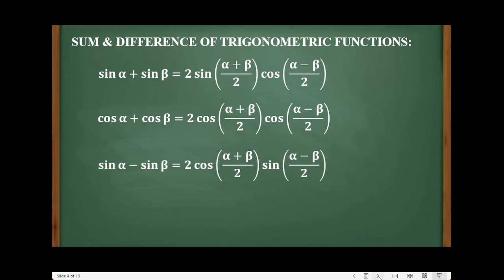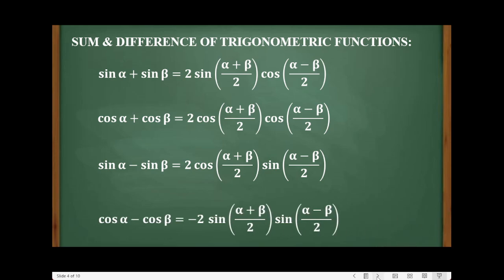Next, sine alpha minus sine beta is equivalent to 2 cosine of quantity alpha plus beta all over 2 times sine of alpha minus beta all over 2. Then the last one, cosine alpha minus cosine beta, is equal to negative 2 sine of quantity alpha plus beta all over 2 times sine alpha minus beta all over 2. So these are the two sets of identities. At this point, we can go to the next slide for answering some examples.